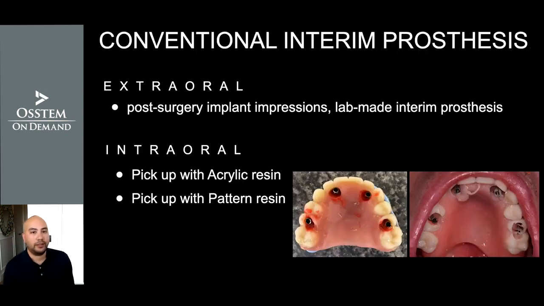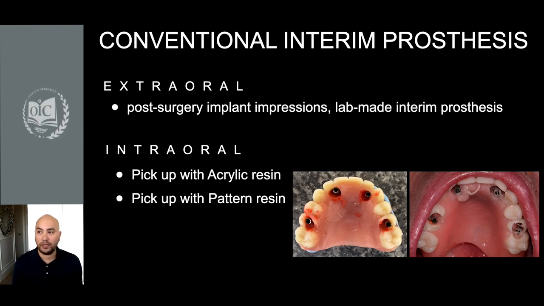Let's now discuss the conventional way to fabricate an immediate prosthesis. We can achieve that extraorally, which means after surgery we take an implant impression, and then the technician will make a lab-made immediate prosthesis. Or, more practically, there is the pick-up technique, which is typically done with acrylic resin or pattern resin.